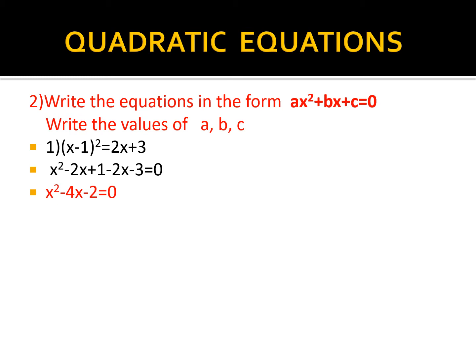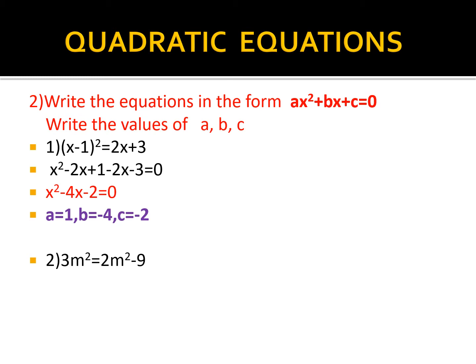When we compare it with the general equation, we get a is equal to 1, that is the coefficient of x squared, b is the coefficient of x, that is minus 4, and c is a constant, that is equal to minus 2. Let us take one more example to understand it clearly.